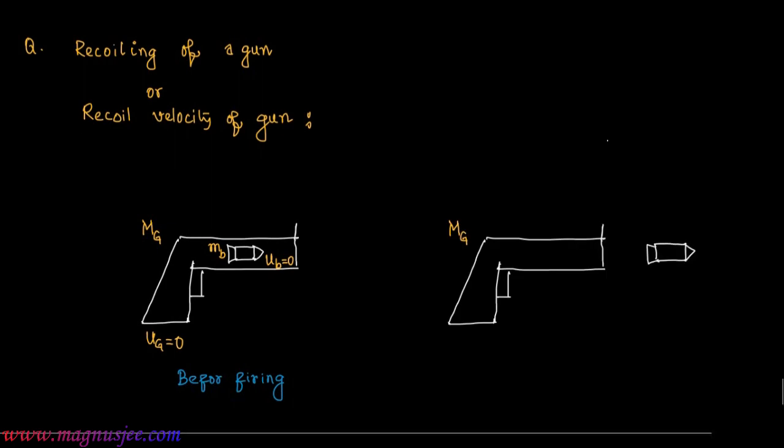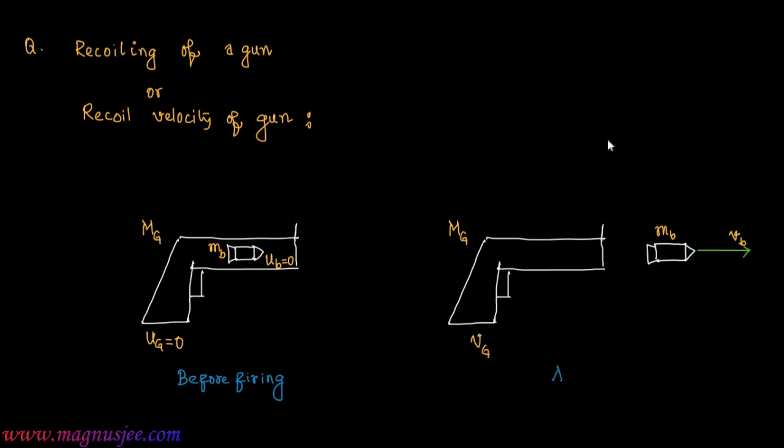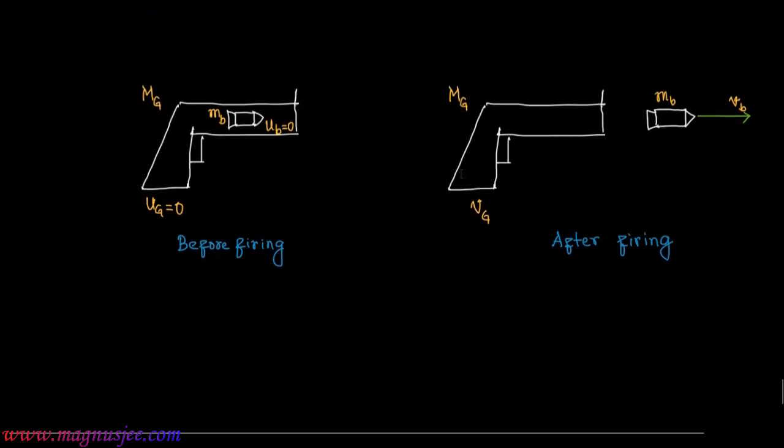In the other diagram, the gun fires a bullet of mass m_b and the bullet will be moving in the forward direction with the velocity v_b, and v_g is the final velocity of the gun after firing of the bullet by the gun.